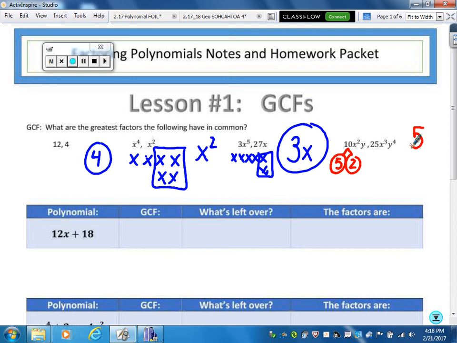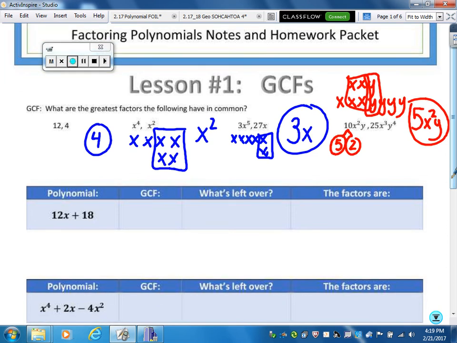Alright, now let's take a look at these exponents. I've got 2 x's and a y for the first one. I've got 3 x's and 4 y's for the second one. So they have 2 x's in common and 1 y. So it always is your lowest exponent amount. So the lowest amount of x's I have is 2. The lowest amount of y's I have is 1 right there. So there's your GCF.